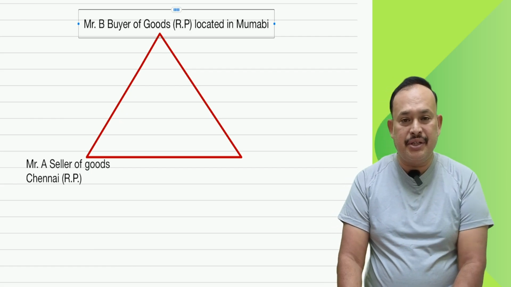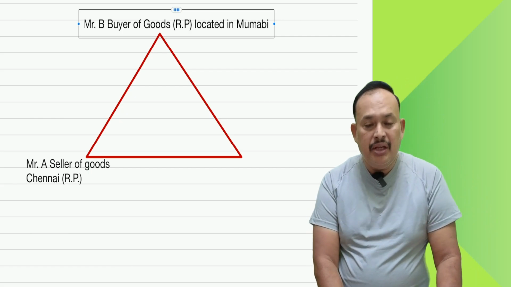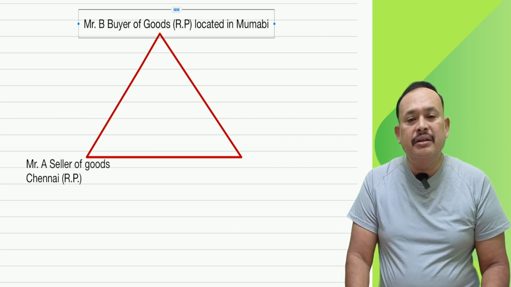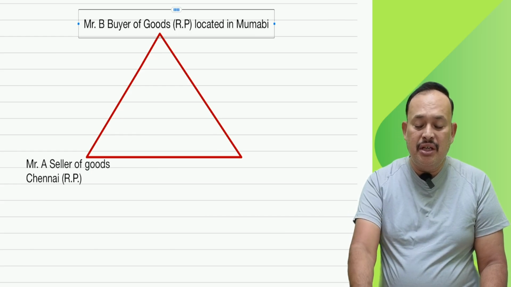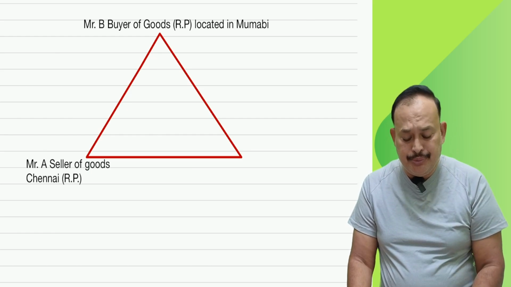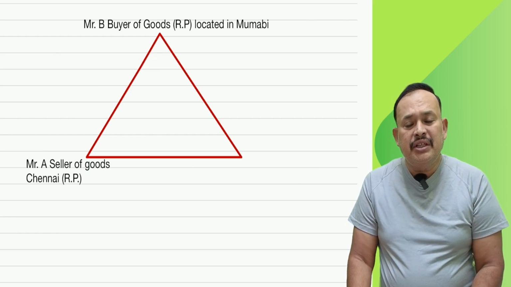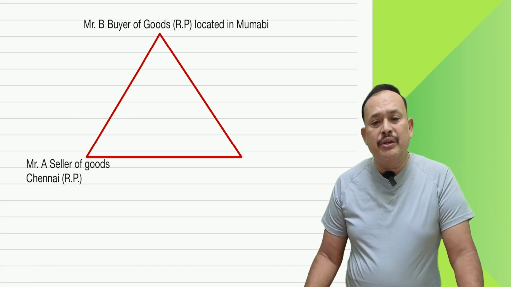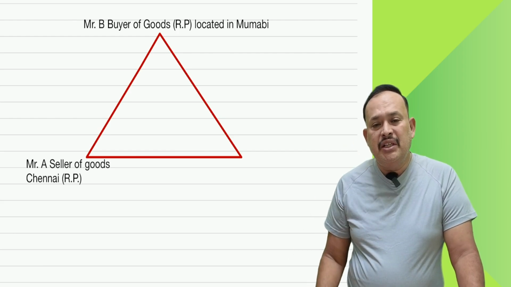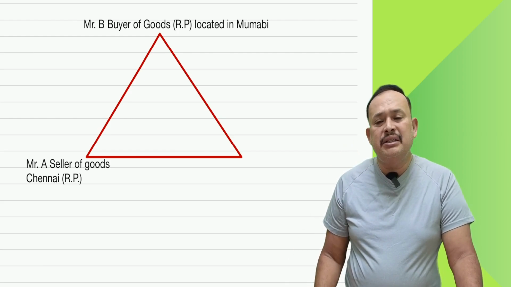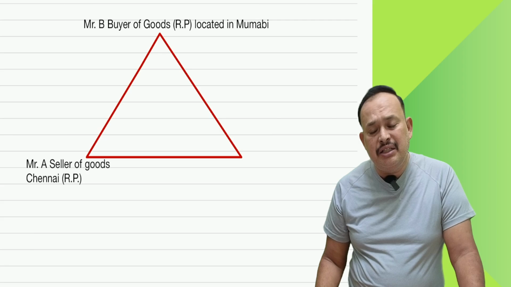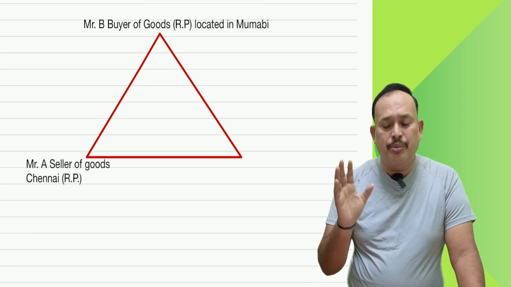Mumbai means Maharashtra. Now, B approached the seller: can you supply the goods to me? The seller said, why not, I will supply the goods to you. What is the value of the goods supplied by Mr. A? Let us say 1 lakh rupees. GST payable thereon, let us say 12%, namely IGST 12%.